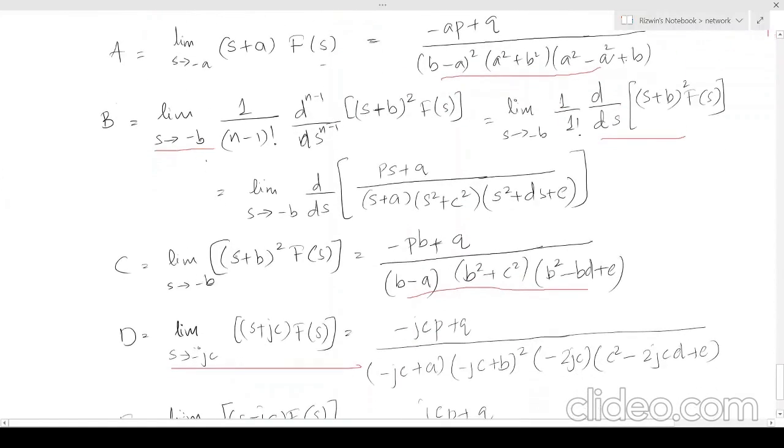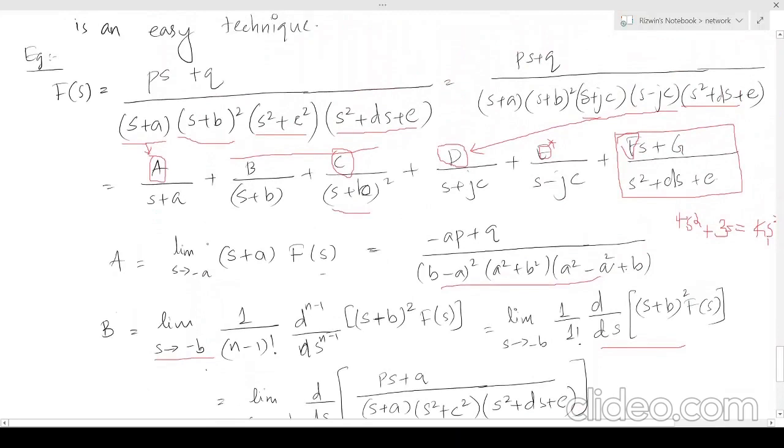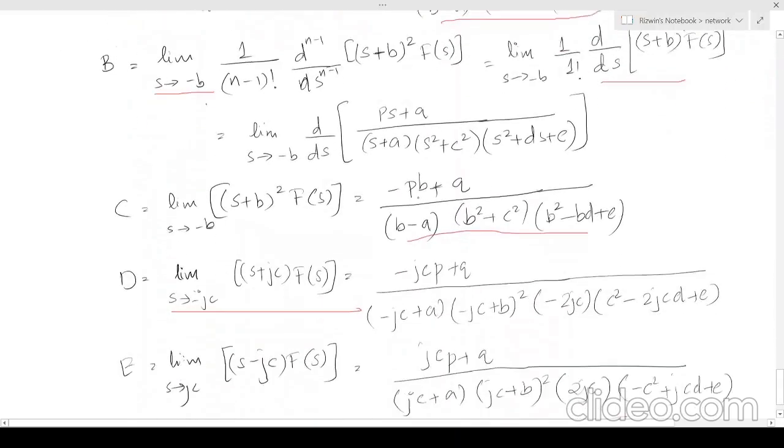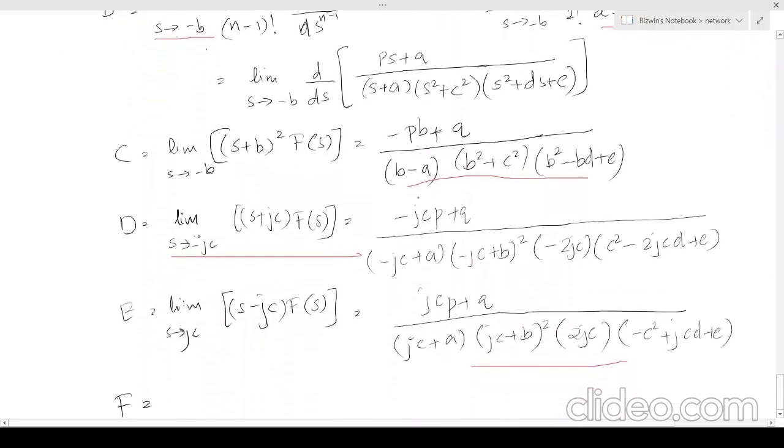So using the Heaviside method, you can find the value of all these forms, all the forms in the form s plus a to the power of something. I hope you are clear with the Heaviside method. With solving a few problems using this method, the technique will be easier and you will understand it very well.